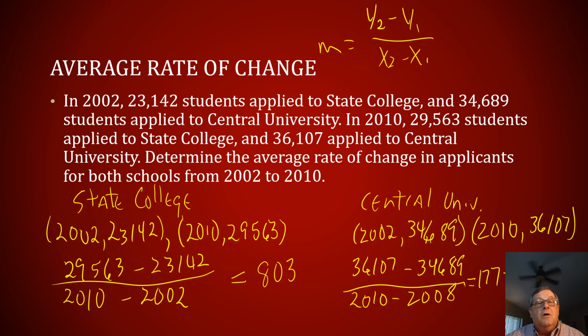But as far as us, we have determined what the average rate of change is in applicants between 2002 and 2010 for both State College and Central University. It would be unreasonable to think that every year State College is getting exactly 803 more applicants. And that's where average rate of change comes in. It gives us an average of what's happening over, in this case, a period of time.